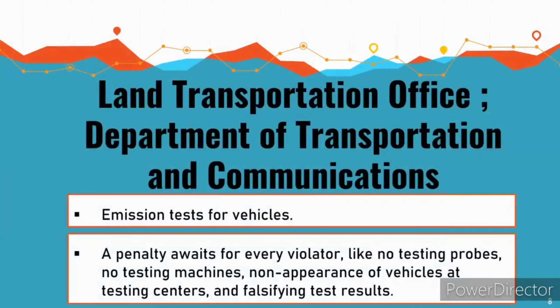Next, we have the Land Transportation Office and the Department of Transportation and Communications. These agencies offer in their office emission tests for vehicles to determine if they comply with their emission standards. They reserve the right to impose more stringent air emission limitations for automobiles and prohibition on a specific type of vehicle in particular areas.